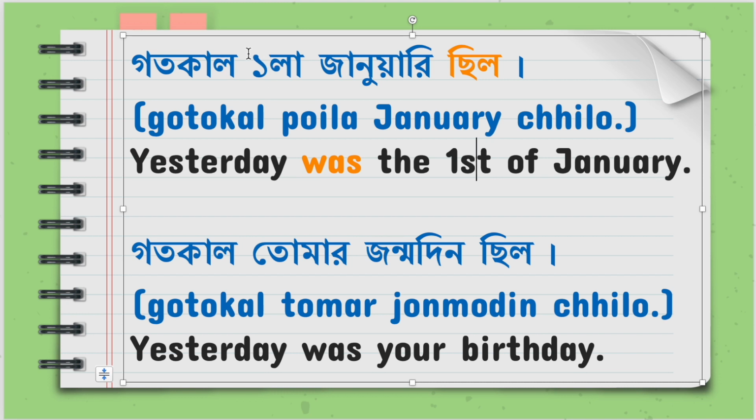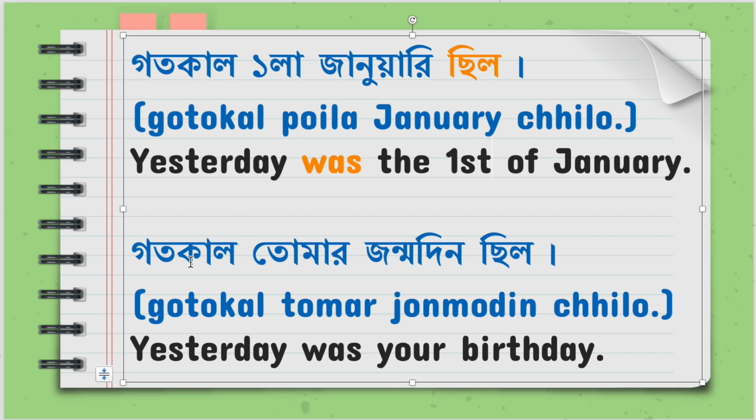You see, this is the number ek. Ek means 1. So when we write ek and it is followed by la, we need to read it as poila. Okay, just like you have memorized 1 and st is first, in the same way ek and la together makes poila. So we need to pronounce it as poila only when we talk about the dates. So gotokal poila January chilo is yesterday was the 1st of January.